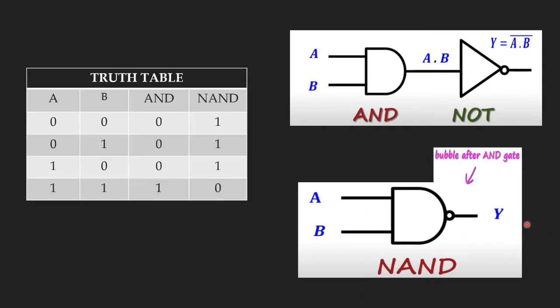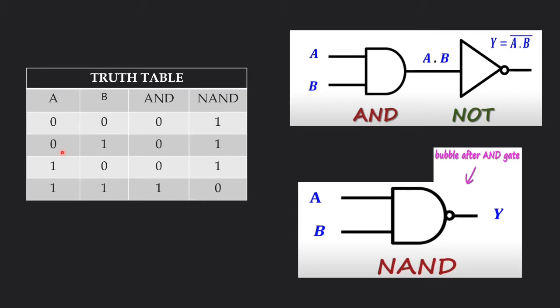Now move on to the truth table. There are A and B, two inputs in the NAND gate. It means there are four possibilities for the truth table. Now suppose A is equal to 0 and B is equal to 0. The output of AND gate is 0 and the output of NOT gate is 1. It means finally the output of NAND gate is 1.